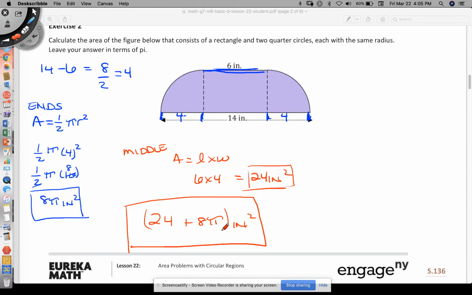Now, if they wanted us to multiply by pi, then I could add in the 24. But since the 24 does not have a pi, I can't say 24 plus 8 and then leave the pi. You have to leave those separate. They're not like terms.